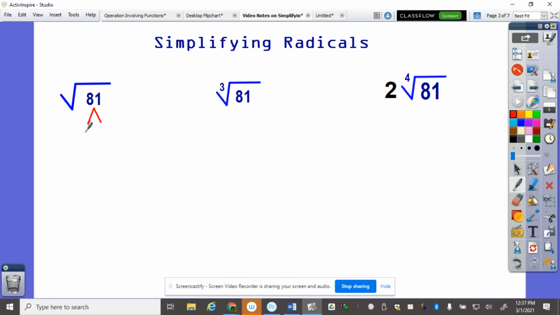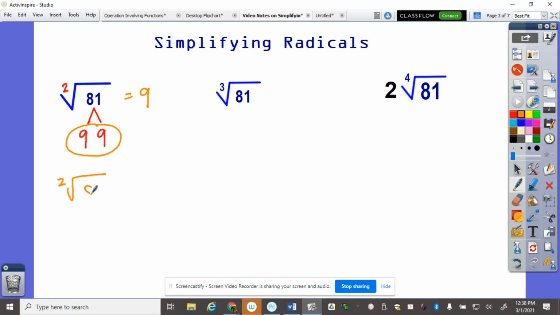I break it down to 9 and 9. Remember, guys, that the index here is 2. If the index is 2, I need to group them into 2 parts. Since here I have two 9s already, that's one pair. So that means the answer is just going to be 9.